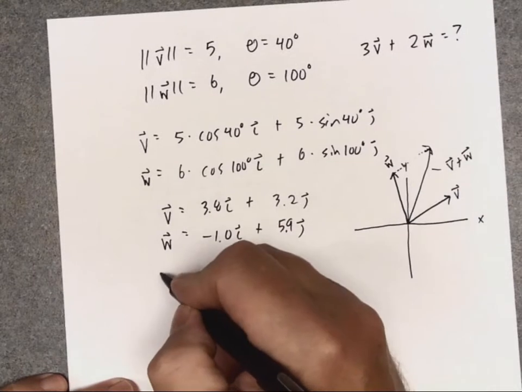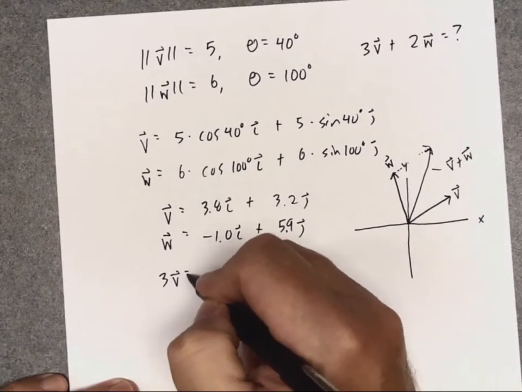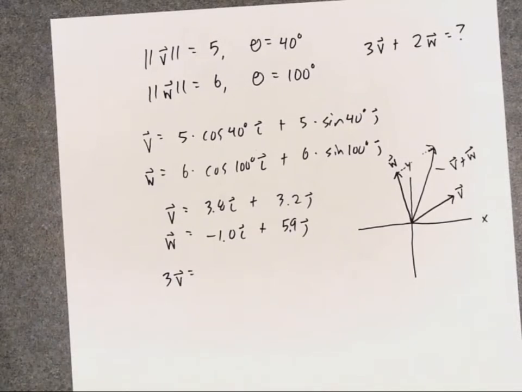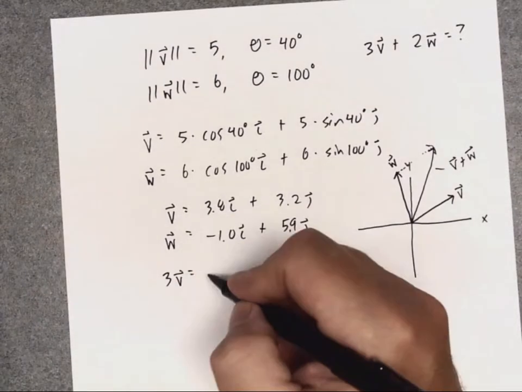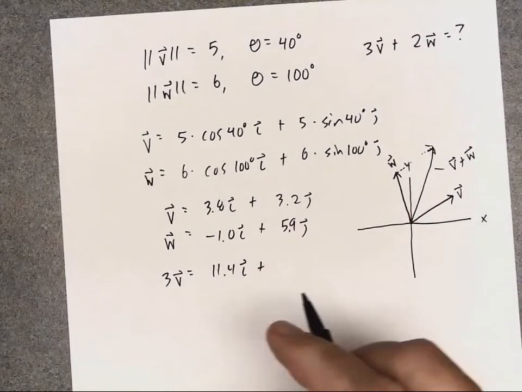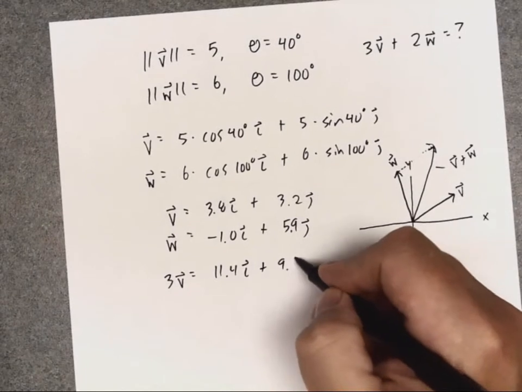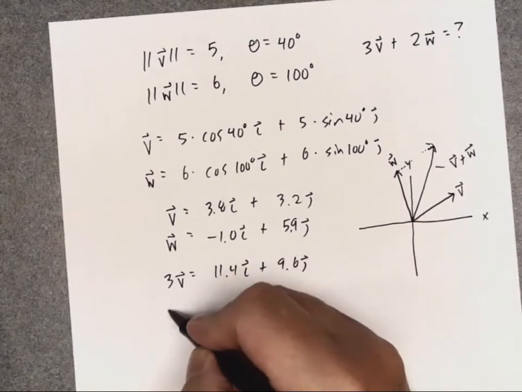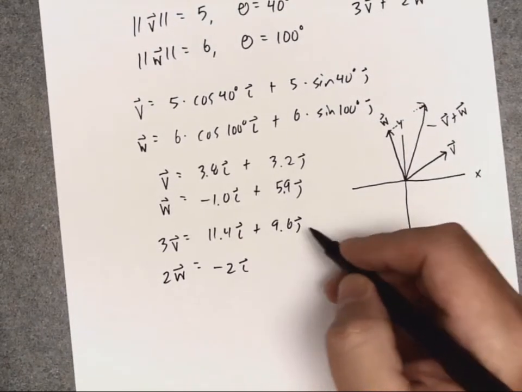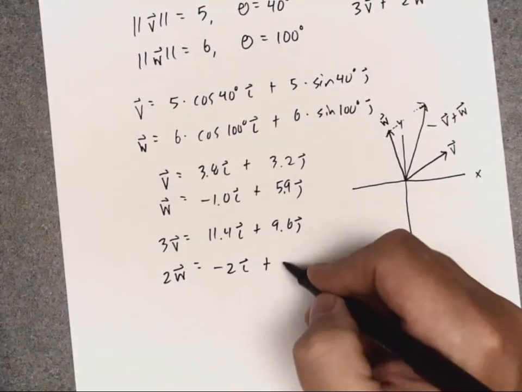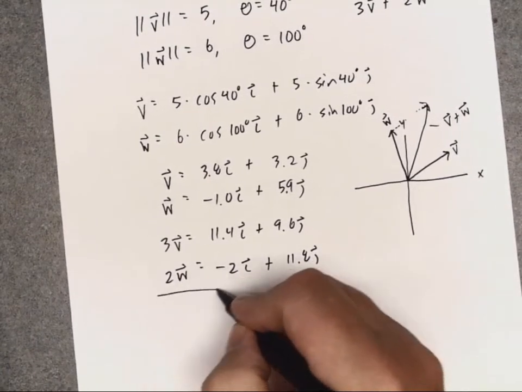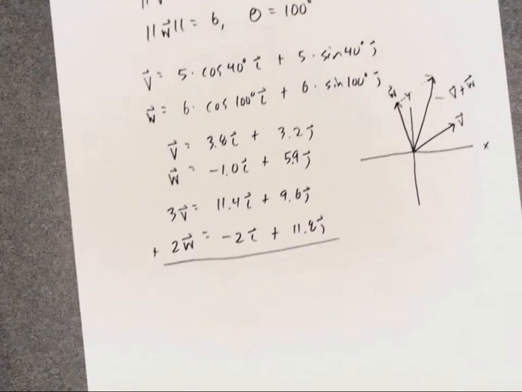So as a matter of fact, I almost forgot this. What I really need is 3v. So really 3 times 3.8, 11.4i. Then 3 times the j part, I think I can do that in my head, 9.6j. And then 2 times the w vector, be negative 2i. And this should be 11.8j. And now I'm going to add them together.